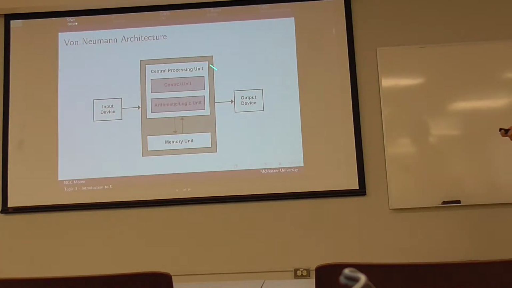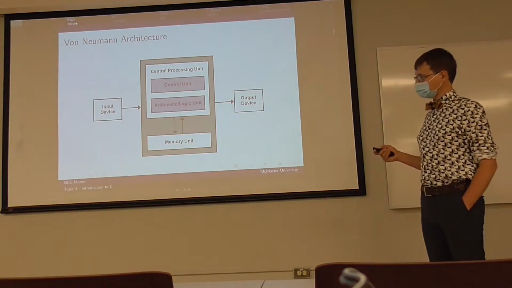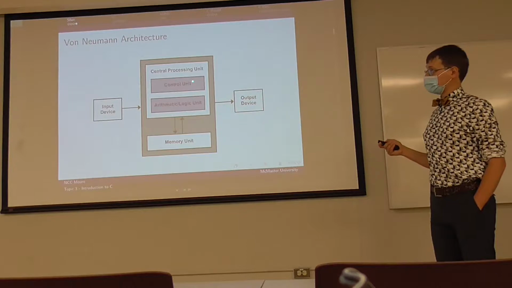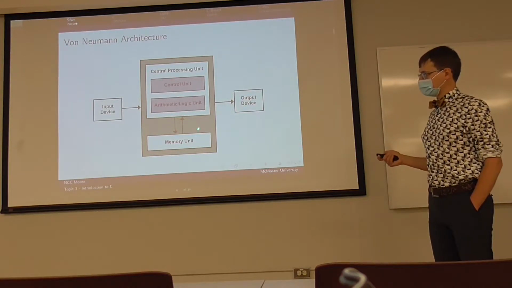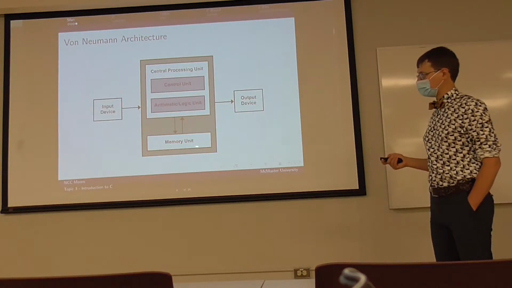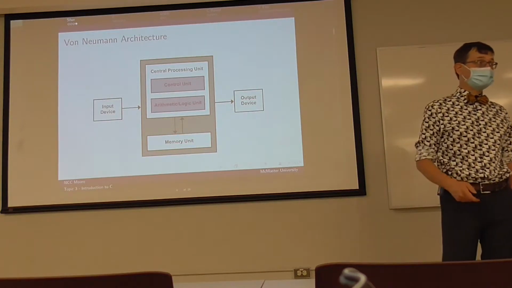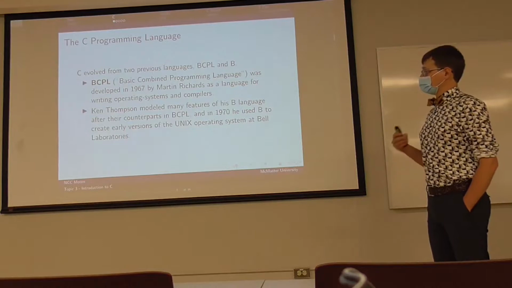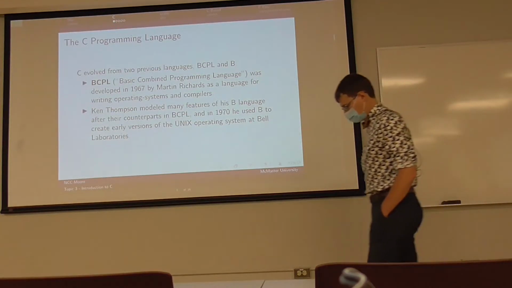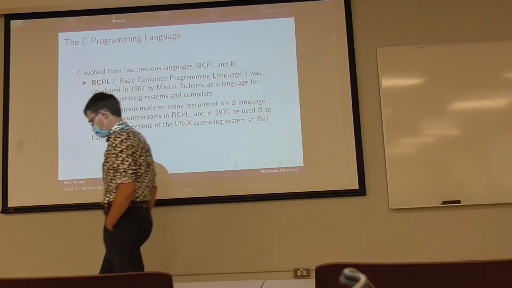So, here's just a quick reminder of the von Neumann architecture. Remember that the CPU must load memory and store memory in the memory unit, which is off chip with respect to the CPU. So, let's talk about the C programming language.